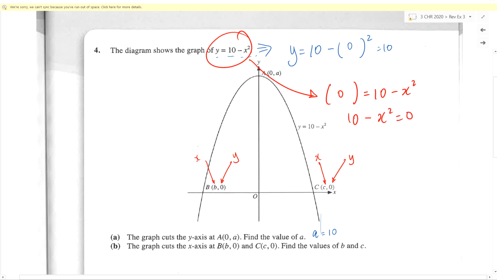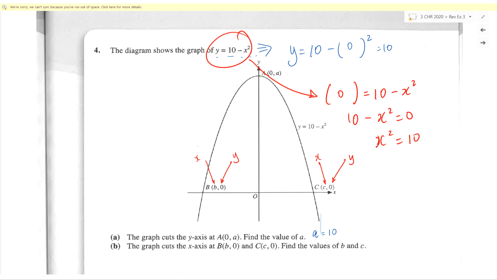Think about that. 10 minus x squared equals to 0. What does that tell you about x squared? You take away x squared from 10, and you're left with nothing. What must the x squared be? It must be 10. X squared must be 10. There's no choice. Now, x squared is equal to 10.